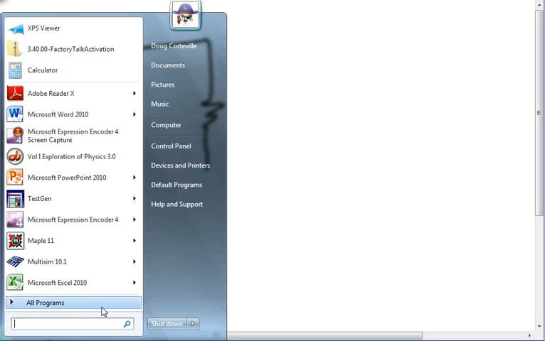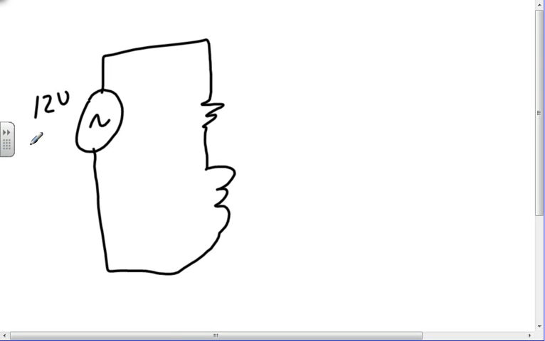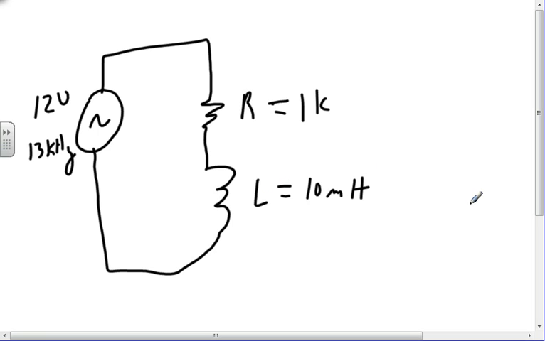All right. So now we're going to put these things in series, and we have some voltage. What we'll do is we'll open up Multisim just in case we want to use it later. All right, so I've got some inductor and some resistor, and so I've got 12 volts and 13 kilohertz. And I've got a resistor, 1K, that sounds good. And I've got an inductor, 10 millihenry. Let's see, will that be enough?